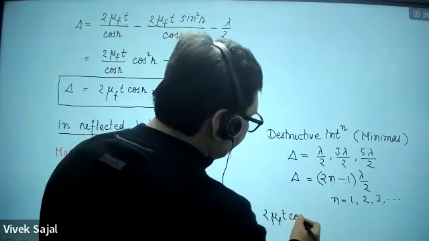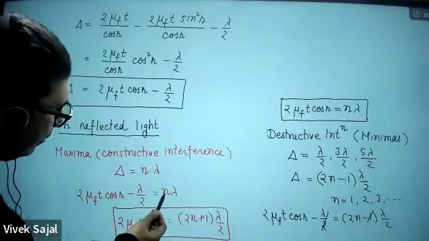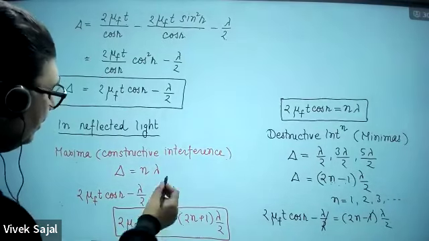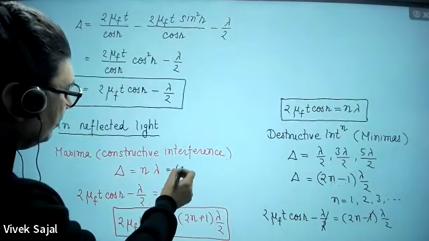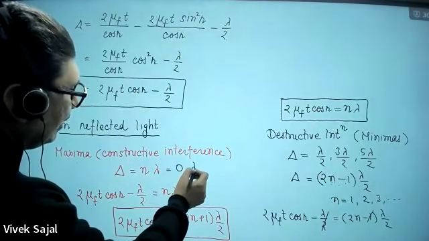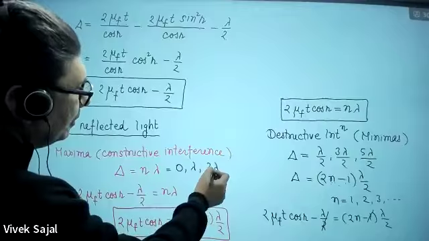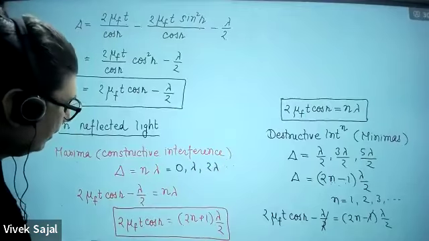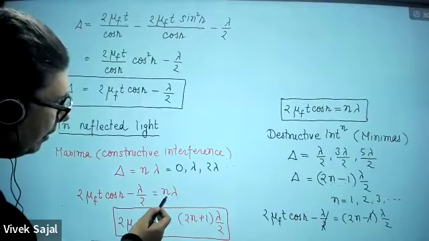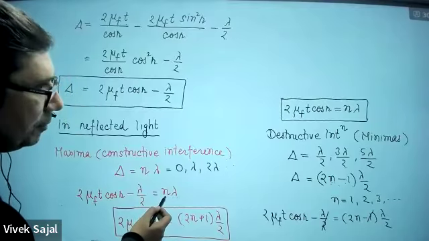Sir, for maxima will the value of n also start from 1, 2, 3, 4? For n, you can look here. What is the condition of n here? It may be 0 lambda. Here I can write this may be 0. This may be lambda, 2 lambda. It will be like this. So I'm writing this is n lambda. So n will start from 0, 1, 2, 3.